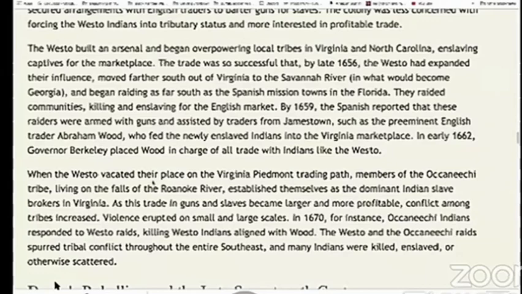When the Westo vacated their place on the Virginia-Piedmont trading path, members of the Occaneechi tribe living on the falls of the Roanoke River established themselves as the dominant Indian slave brokers in Virginia. As this trade in guns and slaves became larger and more profitable, conflict among tribes increased. Violence erupted on small and large scales. In 1670, for instance, Occaneechi Indians responded to Westo raids, killing Westo Indians. The Westo and Occaneechi raids spurred tribal conflict throughout the entire southeast, and many Indians were killed, enslaved, or otherwise scattered.